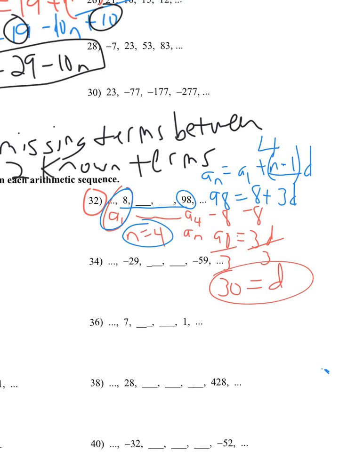So now, if I know this is 8, I'm going to add 30. So 8 plus 30 would mean this would be 38. And then I'm going to add 30 to 38, and that'd be 68. And then just check to make sure it gets to your final term there after your last blank. And if I add 30 to 68, I get 98. So finding my arithmetic means is finding my missing blanks in between them. And so if I just list the answer, it'd be 38 and 68. There's only two arithmetic means or missing terms here.